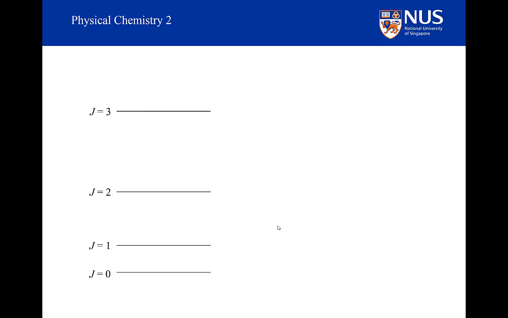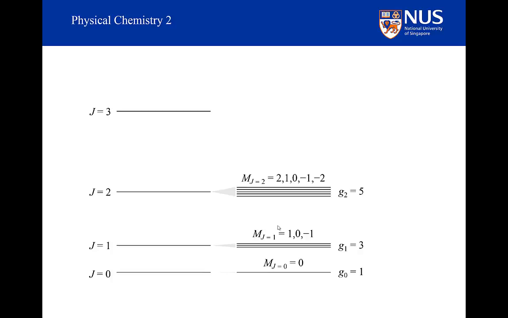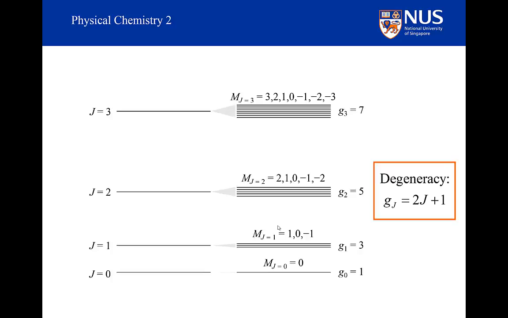Here are my energy levels again, but I know that in fact the degeneracy, given the symbol G, for j equals 0, G sub 0, is equal to 1. When j is equal to 1, mj can equal 1, 0 or minus 1, and so the degeneracy of this level, G1, is equal to 3. When j is equal to 2, there are 5 levels. When j is equal to 3, there are 7 levels, and so on. In general, the degeneracy of the jth state, G sub j, is equal to 2j plus 1.